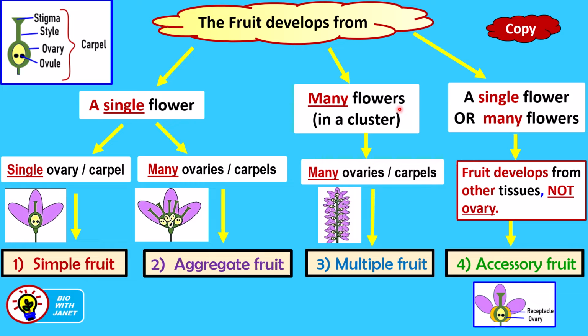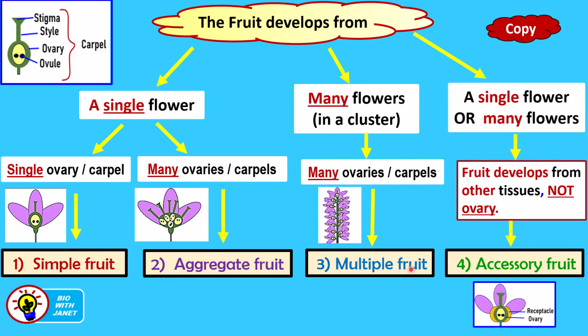Now, the fruit can also develop from many flowers in a cluster, not just from one single flower. Some flowers are grouped into clusters like this. There are many flowers on a single stalk, so there are many ovaries. Each flower has a single ovary, as you can see here. All the green parts are the ovaries, or the carpels with ovaries. Each flower has a single ovary, but the flowers are all grouped together, and this whole thing will form one fruit.